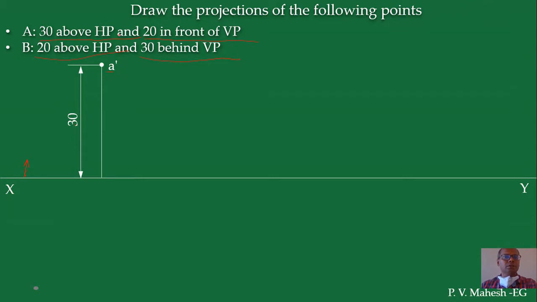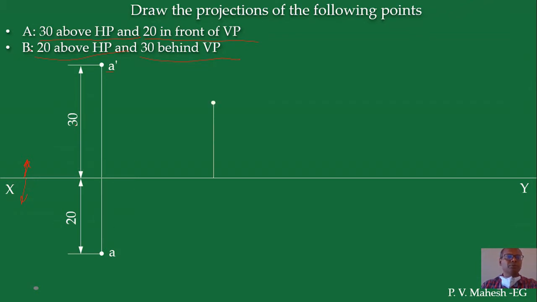Similarly, the object is 20 mm in front of vertical plane. So this is in front of vertical plane, this is behind vertical plane, so it will be like this. How much distance? 20 mm in front of vertical plane. So the top view is 20 mm below XY line. 20 mm in front of vertical plane or 20 mm below XY line.